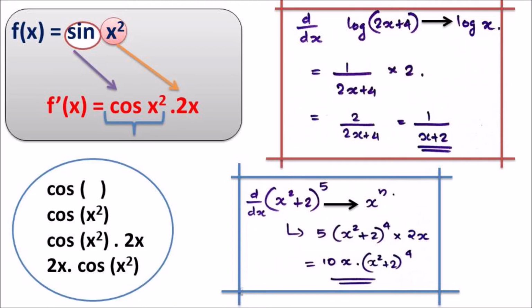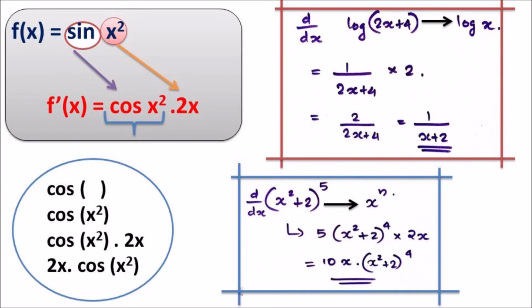Now we need to multiply it with the derivative of x square, that is 2x. So cos x square into 2x, or we can rewrite it as 2x into cos x square. In this way, we can easily identify the answer.